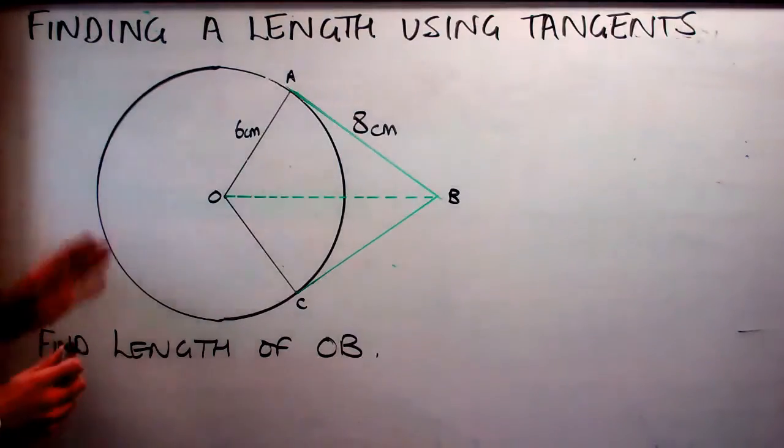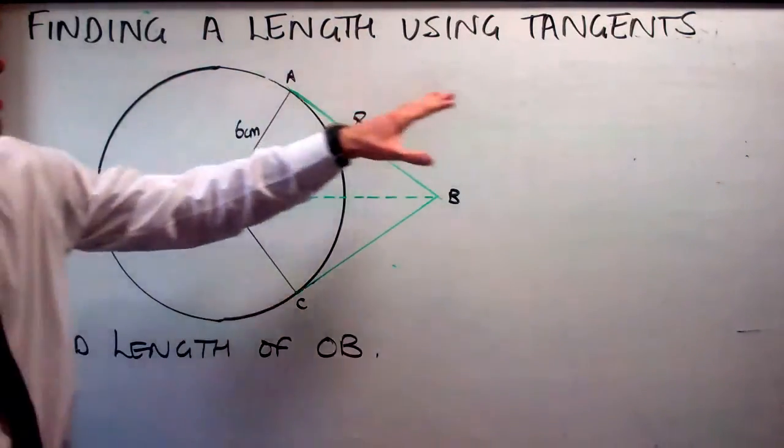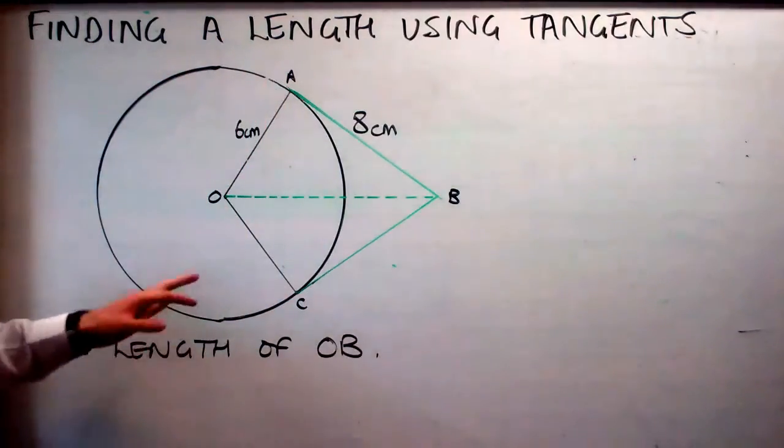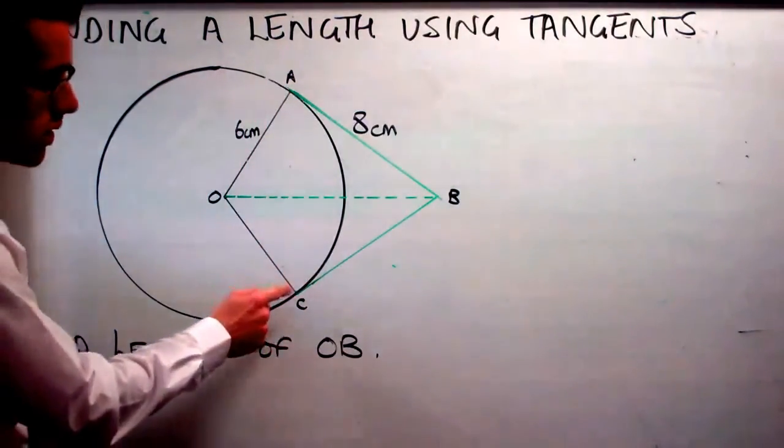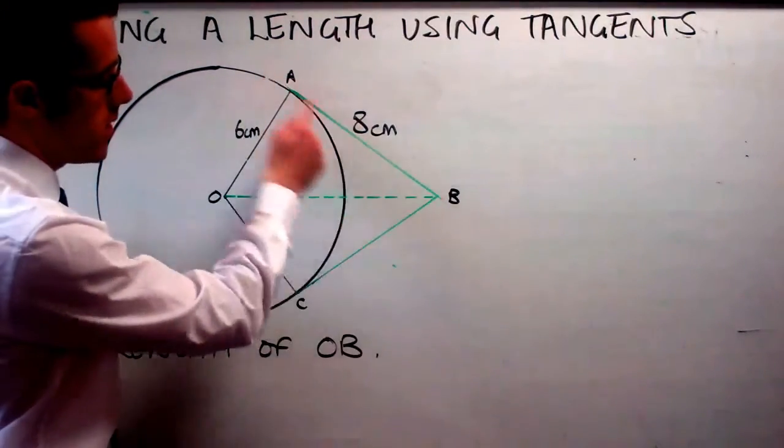Okay. So this is a second example we're going to look at. This time we're going to find a length. So we're not going to find an angle using tangents to a circle, we're going to find a length, okay? So this time we actually have two tangents, if you look. We've got BC here as a tangent, see? And then AB is a tangent as well.